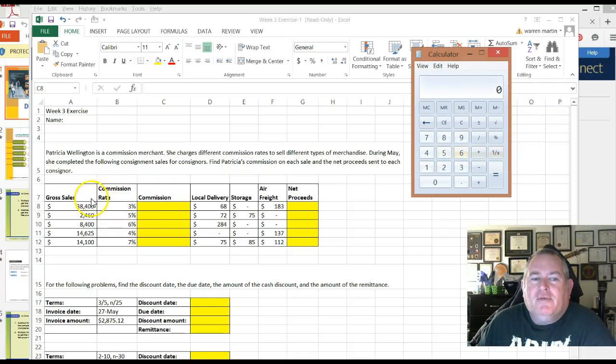Alright, so for example, what I would do in this first case here, I would do the 38,400 minus. Now, my trickery here, see this says 3%, but I know in my mind that minus 3 from 100 is 97. So what I'm going to do here is I'm going to go minus 97%.